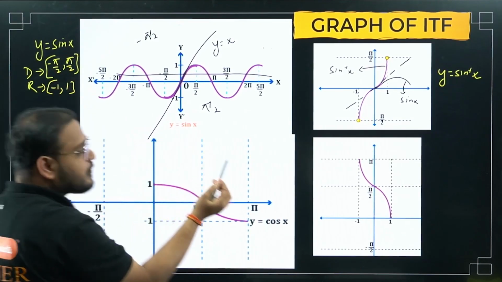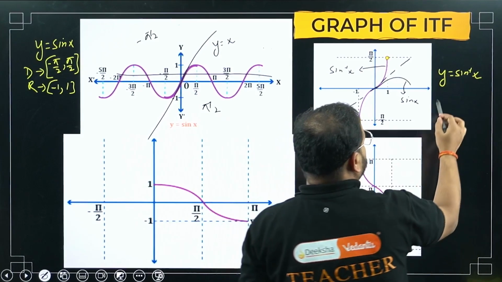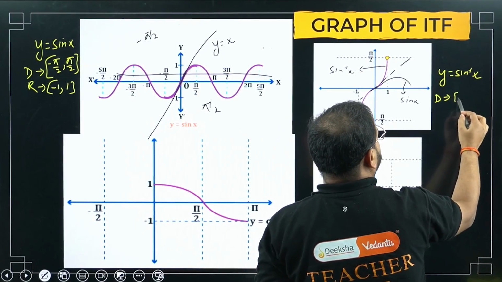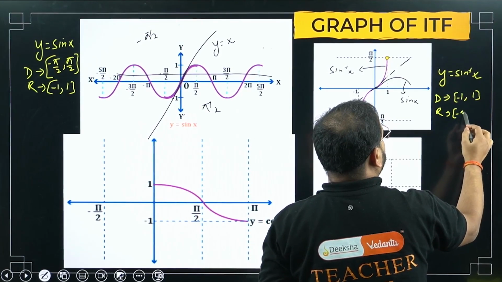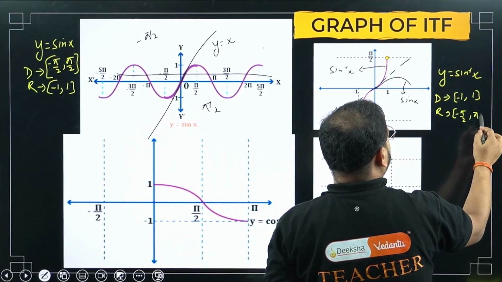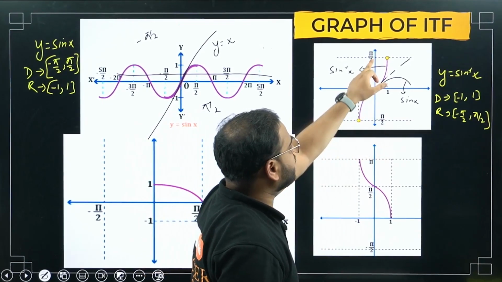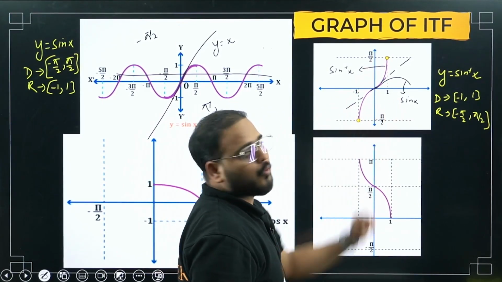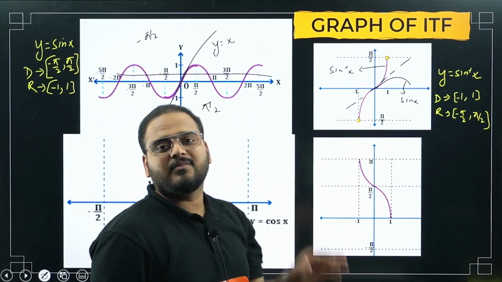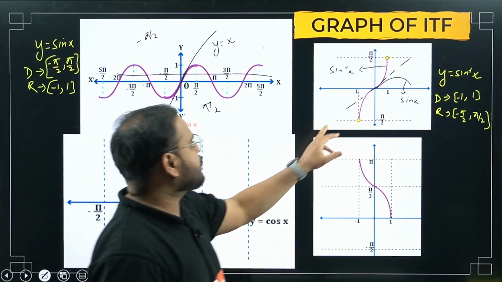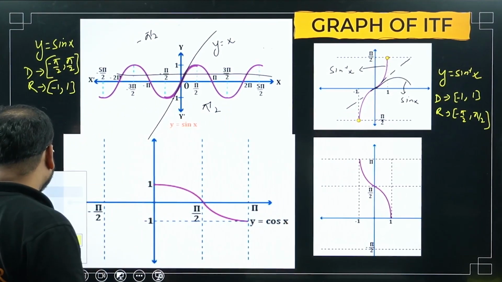Now in the inverse function, what will happen? The domain will become range and range will become domain. You know that very well. So my domain will become minus 1 to 1, and range will become minus pi by 2 to pi by 2. I'll show you. Please check the y value. That is the range, minus pi by 2 to pi by 2. What's the domain? Minus 1 to 1, right? This is the understanding of your sine inverse x graph, y equal to sine inverse of x. Same is for cos inverse of x. This is the curve for cos inverse of x.